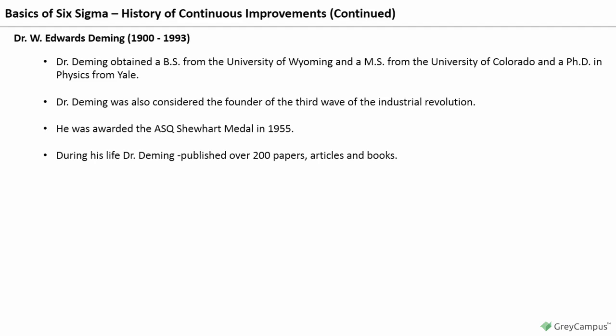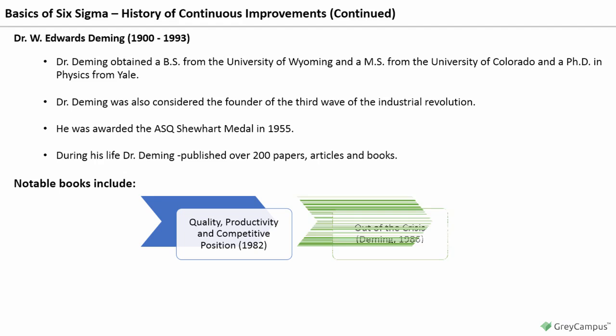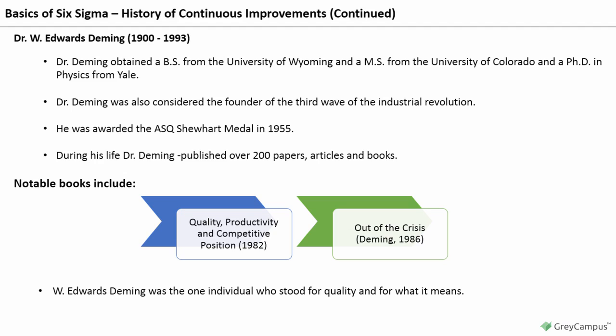During his life, Dr. Deming published over 200 papers, articles, and books. Notable books include Quality, Productivity, and Competitive Position in 1982, Out of the Crisis, Deming 1986. W. Edwards Deming was the one individual who stood for quality and for what it means. He is a national folk hero in Japan and was perhaps the leading speaker for the quality revolution in the world. He did summer work at the Hawthorne plant while working on his Ph.D. At the Hawthorne plant, he became acquainted with W. Shewhart and studied Shewhart's statistical methods.